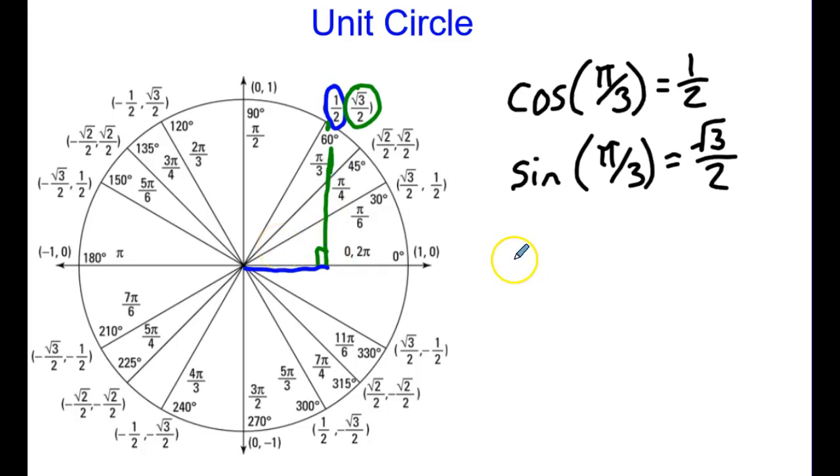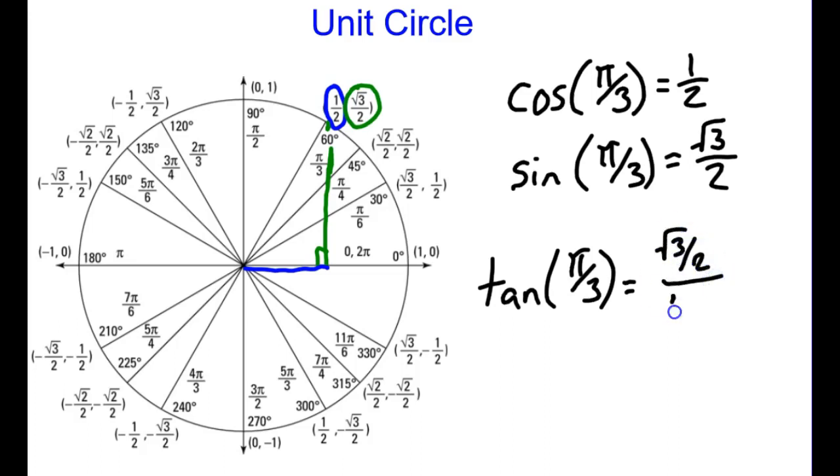We could also find the tangent of pi over 3, but we cannot directly see that on the unit circle itself. All right? Tangent is equal to sine divided by cosine. So if we know what the cosine of pi over 3 is, we know what the sine of pi over 3 is, we can use that information to find the tangent of pi over 3. So if the tangent of pi over 3 is equal to sine over cosine, that is the same as radical 3 over 2 divided by 1/2.